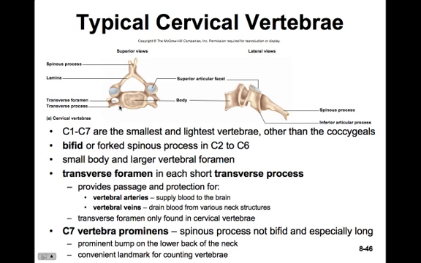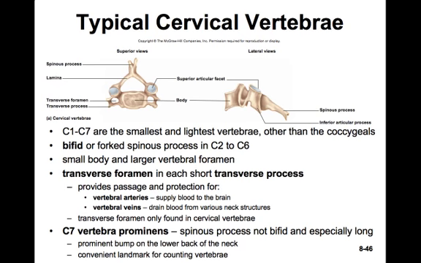There are transverse foramen in each of the transverse processes. This is another characteristic that's unique to cervical vertebrae. These transverse foramen provide passage and protection for the vertebral arteries that supply blood to the brain, as well as the vertebral veins that drain blood from the various neck structures. C7 has a vertebra prominens. It's a very long spinous process, and it's not bifid. This is the one that produces the prominent bump on the lower back of the neck.